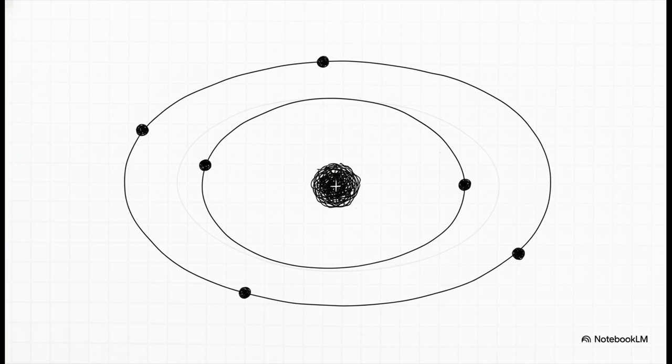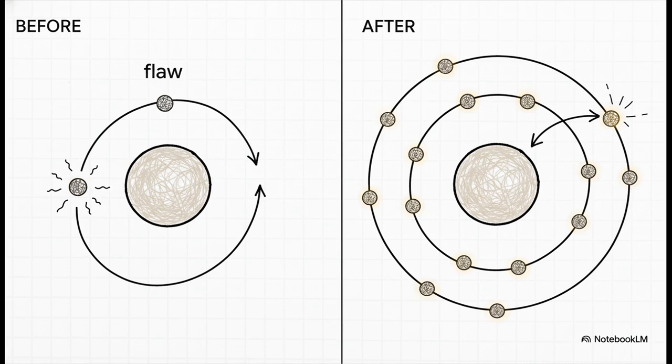So he proposed the electrons must be orbiting this nucleus, kind of like planets orbiting the sun. The atom wasn't a pudding anymore. It was a miniature solar system. But there was a big problem with Rutherford's model. According to the physics of the time, an orbiting electron should be constantly losing energy, which would cause it to spiral into the nucleus in a fraction of a second.